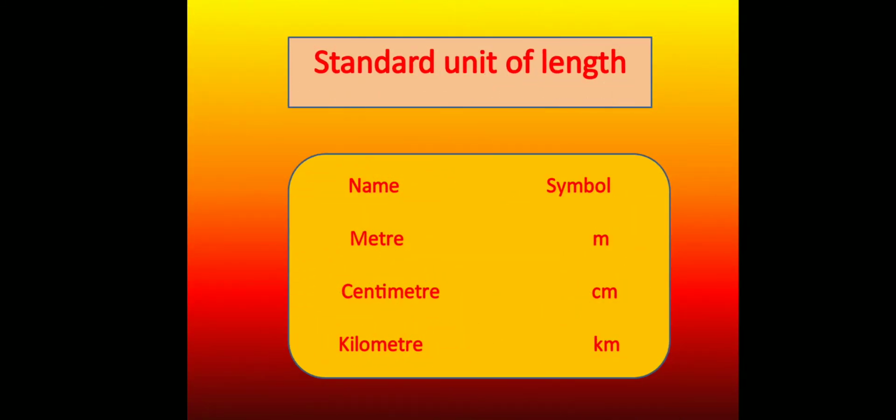Now some of the standard units of length and their symbols are, first meter, symbol used for meter is m. Next one is centimeter and symbol used for centimeter is cm. And the other one is kilometer and the symbol used for kilometer is km.